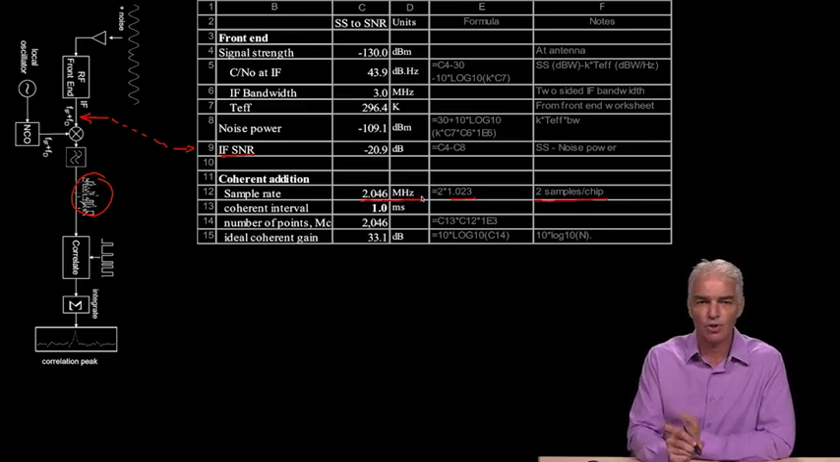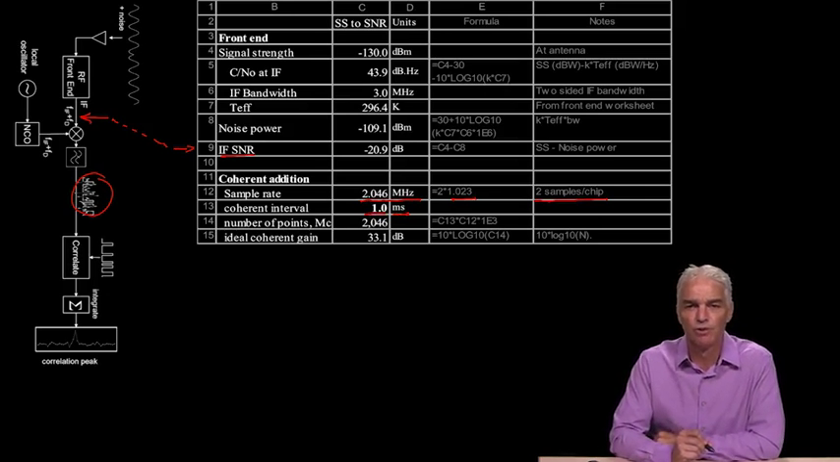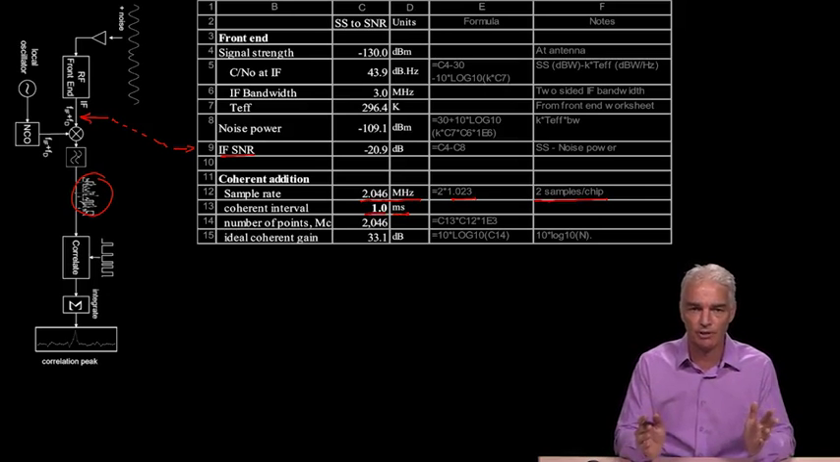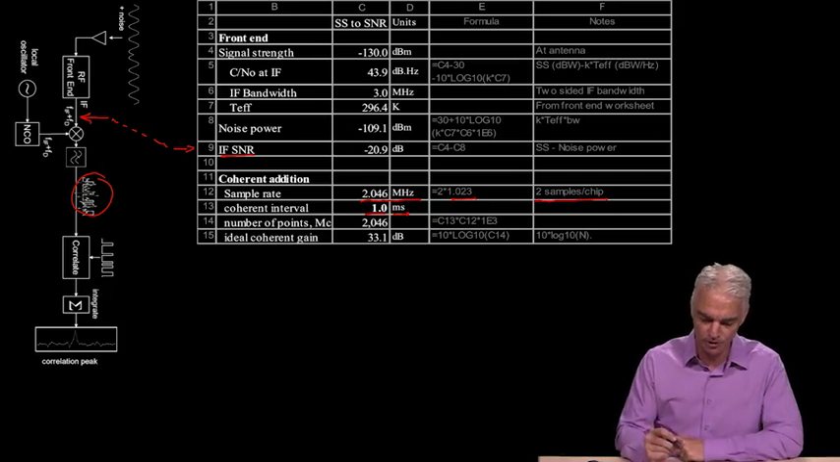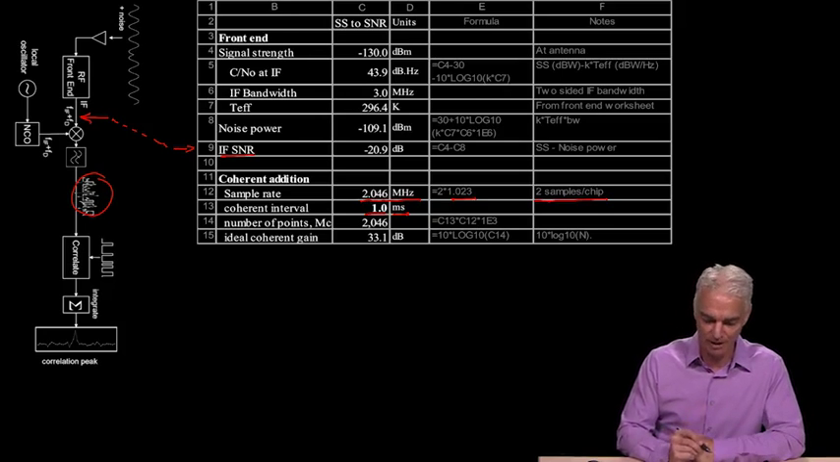And we have to choose a coherent interval. How long do we accumulate the signal for? We're going to choose 1 millisecond, which is a number we've used before. It exactly matches the length of the PRN code, so it's a natural number to use. But now we're going to see, does it work if we use 1 millisecond? Is that enough of a signal? Well, we're about to see.